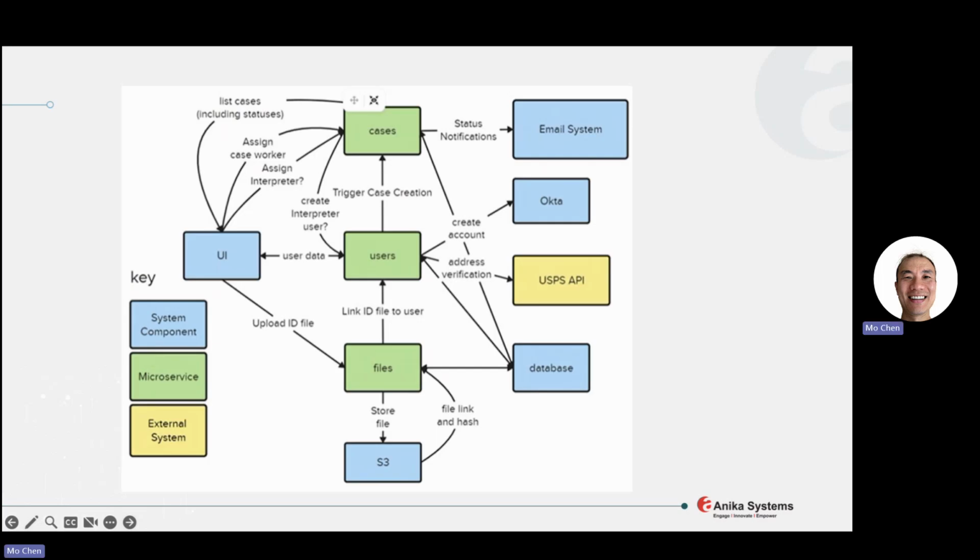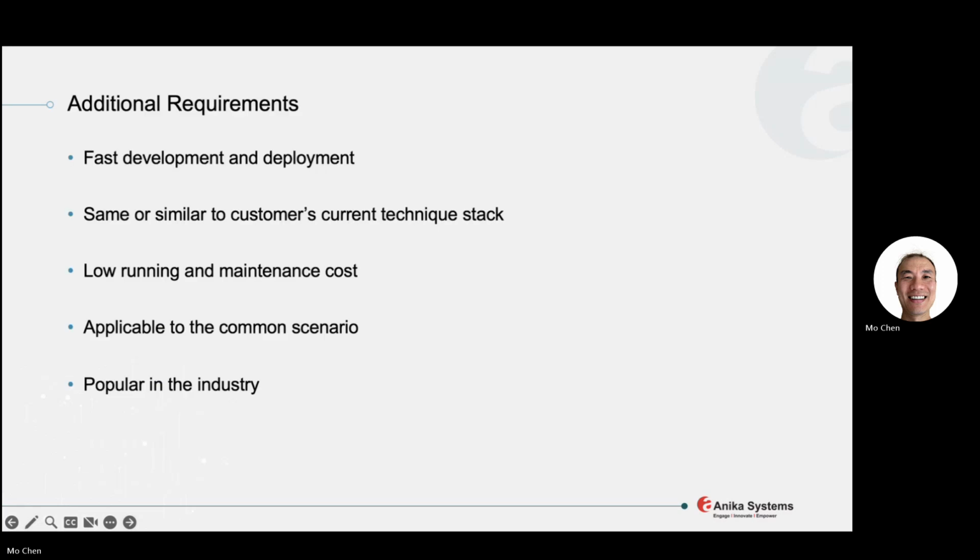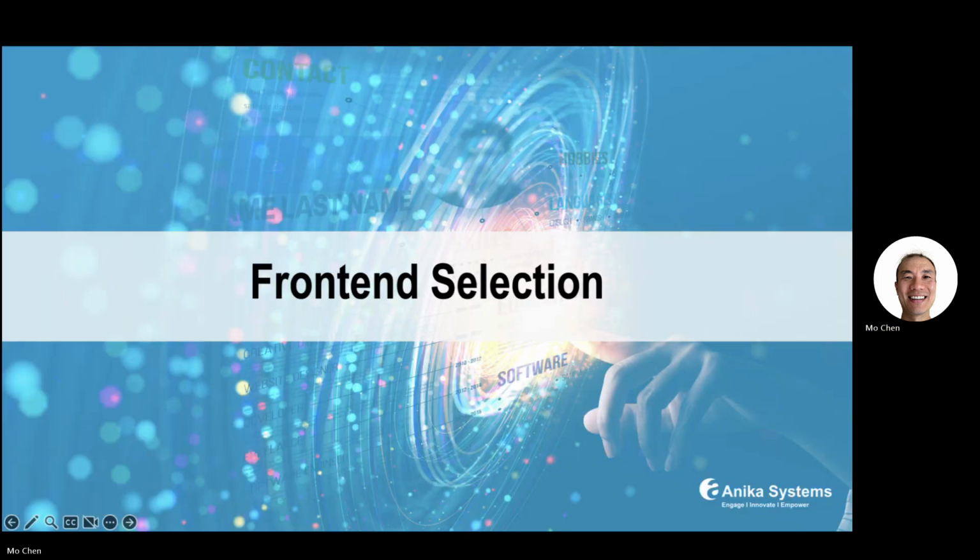We also come up with a draft system workflow. We have the UI layer to interact with the user, the microservices to represent the business domains, and some other services to enable the notification, user management, verification, and storage features. In addition, we also consider the speed of the delivery, the current technical stack that the customer is using, and the running cost. According to the collected requirements, we are able to pick up a service for the front-end application.